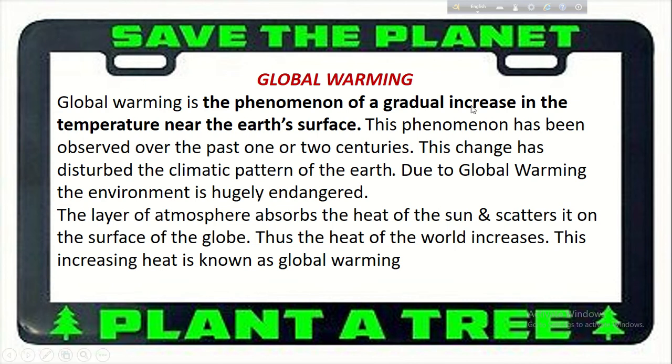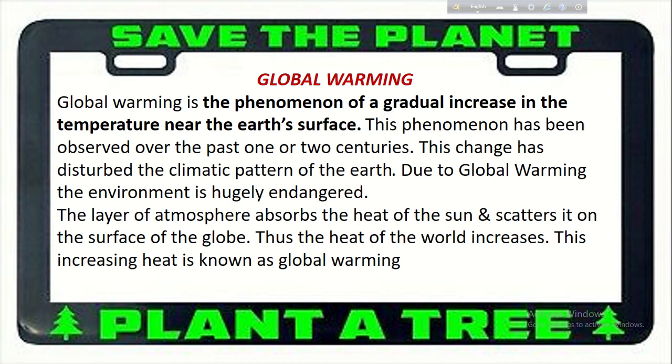And global warming is the phenomenon of a gradual increase in the temperature near the earth's surface. This phenomenon has been observed over the past one or two centuries. This change has disturbed the climatic pattern of the earth. Due to global warming, the environment is hugely endangered. So, the gradual increase of the surface temperature of the earth is global warming.